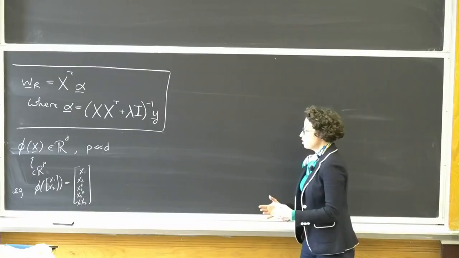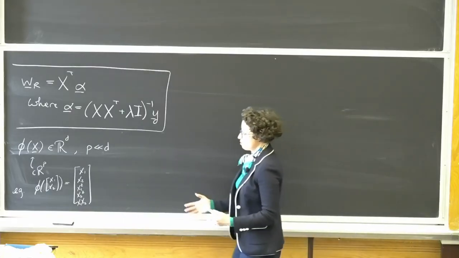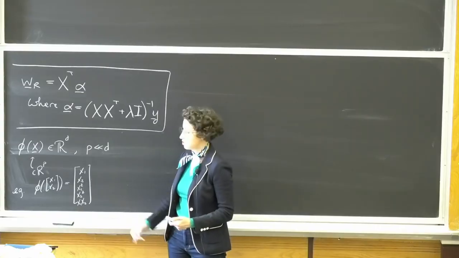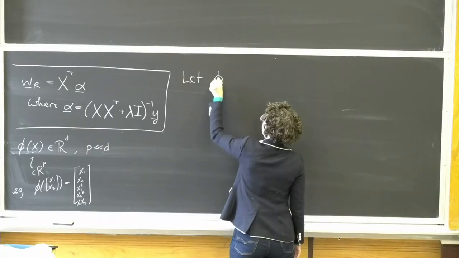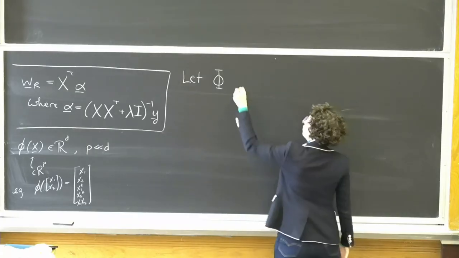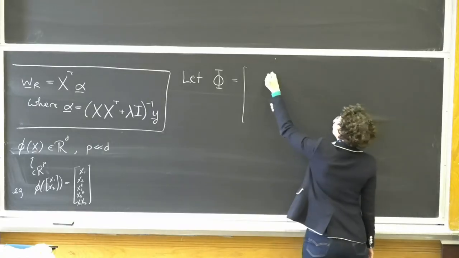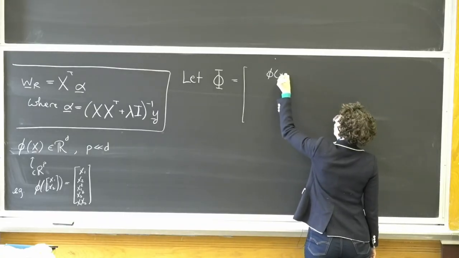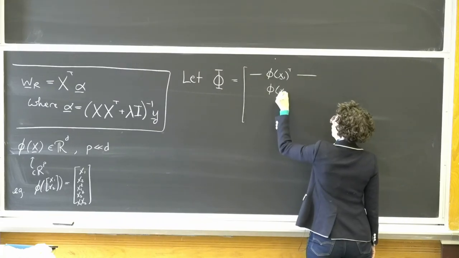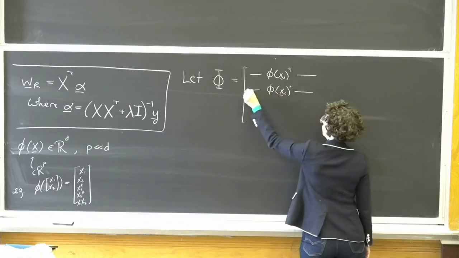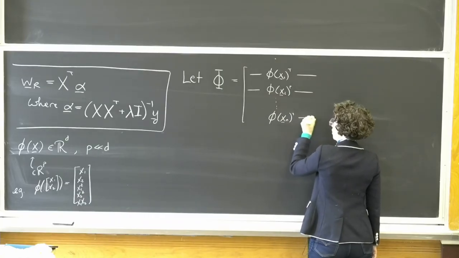And what we said is that once we've done that mapping, we can actually think about doing ridge regression in this new feature space instead. And so to do that, we defined a new matrix, capital Phi, which is going to be our new feature matrix in this high dimensional space. So the first row would be phi of x1 transpose. The second row would be phi of x2 transpose, all the way down to phi of xn transpose.